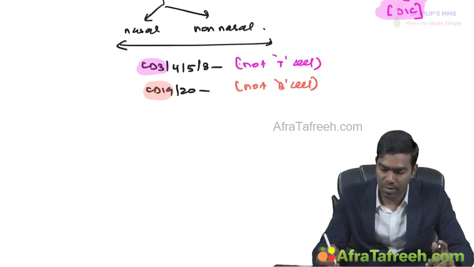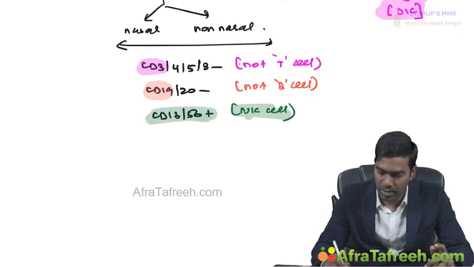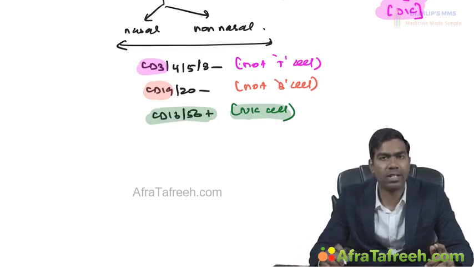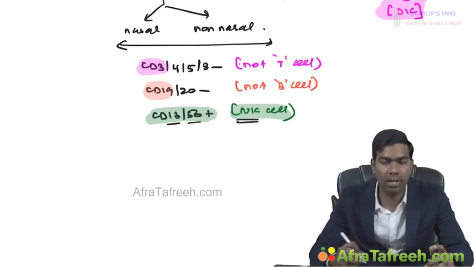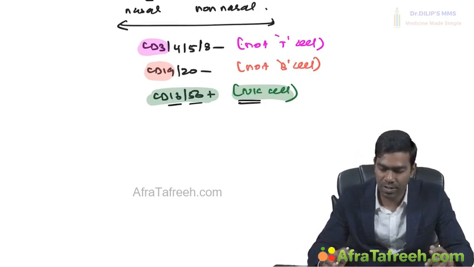Then they will be positive for CD16 and 56, suggesting that they are originating from NK cells. It is an NK cell malignancy. It's an NK cell tumor. I told you, CD16 and 56 are natural killer cell markers. So the natural killer cell marker, CD16 and 56 positive.